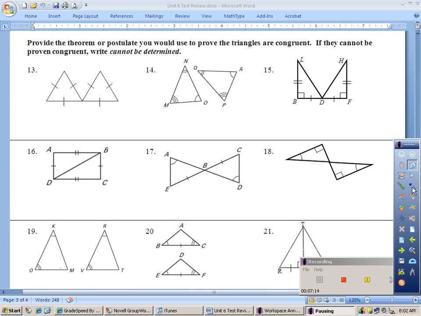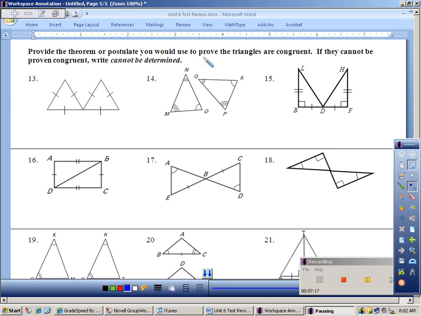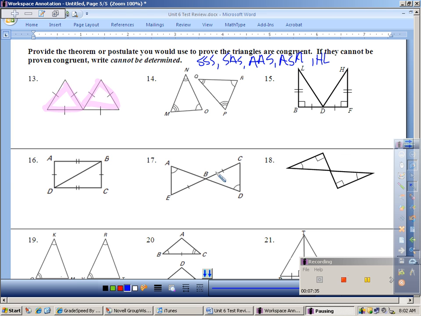Okay, proving triangles are congruent. We've got 5 ways to do it. Side, side, side; side, angle, side; angle, angle, side; angle, side, angle; and hypotenuse leg. So when I look here at the information that I have, I see 3 sides congruent to 3 sides of another, so these 2 triangles are congruent by side, side, side. Here I just have 3 angles congruent to 3 angles, and I know that that is not one of my 5 ways to prove the triangles are congruent, so this cannot be determined.